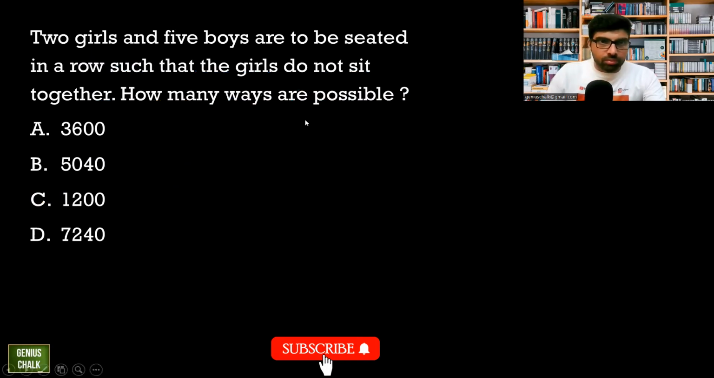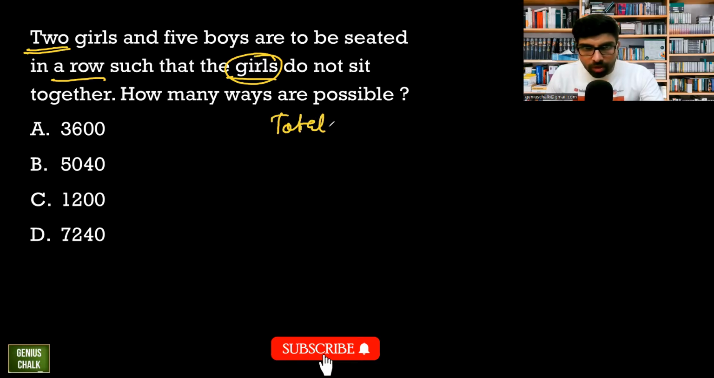All right. Now, 2 girls and 5 boys are to be seated in a row such that the girls do not sit together. How many ways are possible? So this is the same question as when we say vowels never together. It's not about 2 girls, remember. It's that girls do not sit together. Yes, there are 2 girls here, just to confuse you. But you will treat this question as the same as vowels never together.